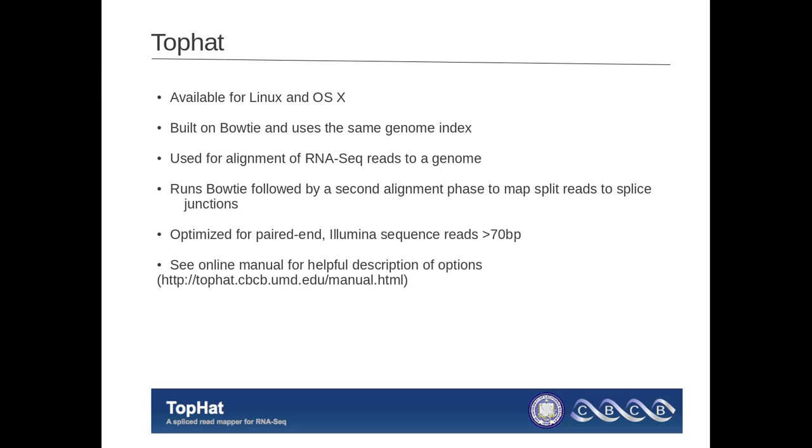It runs Bowtie for the first phase, and then it uses its own algorithm to split reads that did not map in the Bowtie phase, and then tries to use those reads to identify the junctions between exons and where they are in the reference genome.